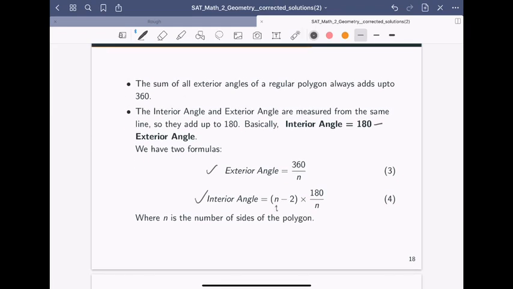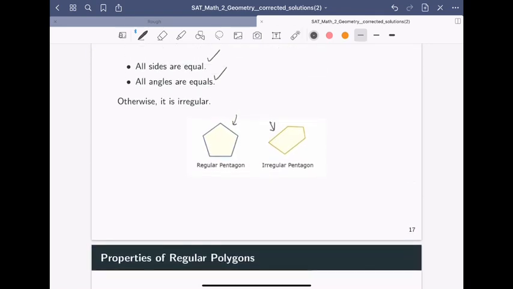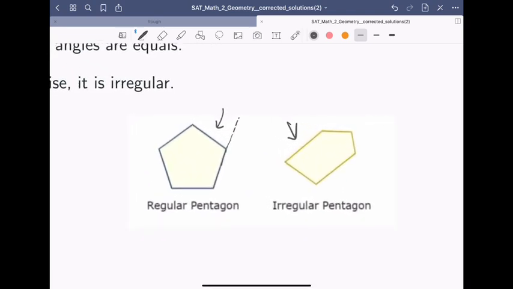So n here is the number of sides of the polygon. And I'll tell you how we measure these angles. Basically what we do is we just extend these lines a little bit. I'll zoom in a little, and this then becomes the interior angle, and this then becomes the exterior angle.